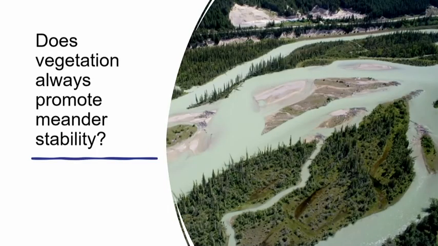And so what we're going to ask today, not necessarily about the Silurian, is: does vegetation always promote meander stability, or can there be times when it actually promotes meander instability? Like you see in this image, this is not a meandering river, but there's tons of vegetation there.